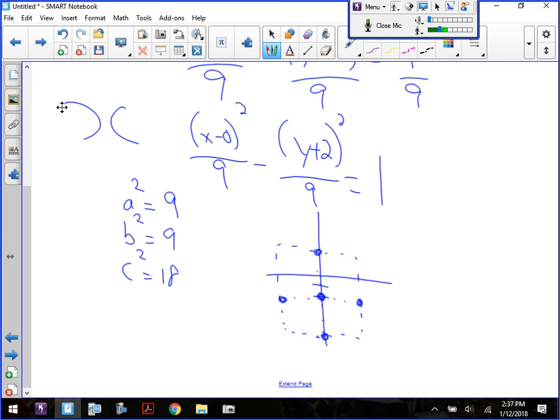Oh, that's really nice. What's your slopes going to be on these? Yep, -1, because you went up 3 and over 3, so the slopes are really easy there. Rise over run.